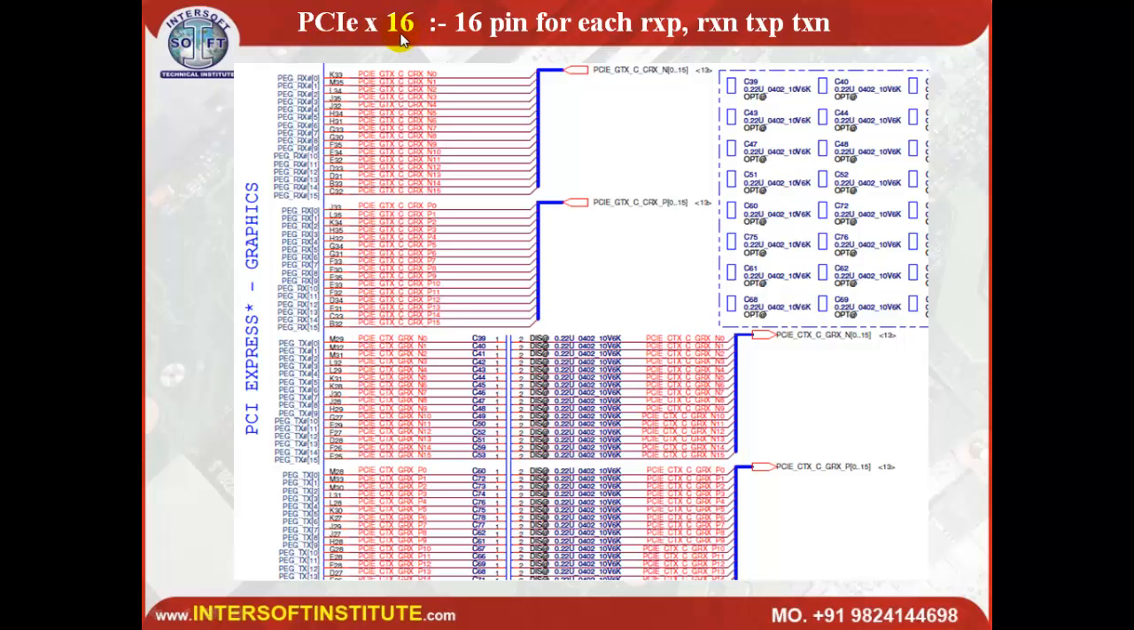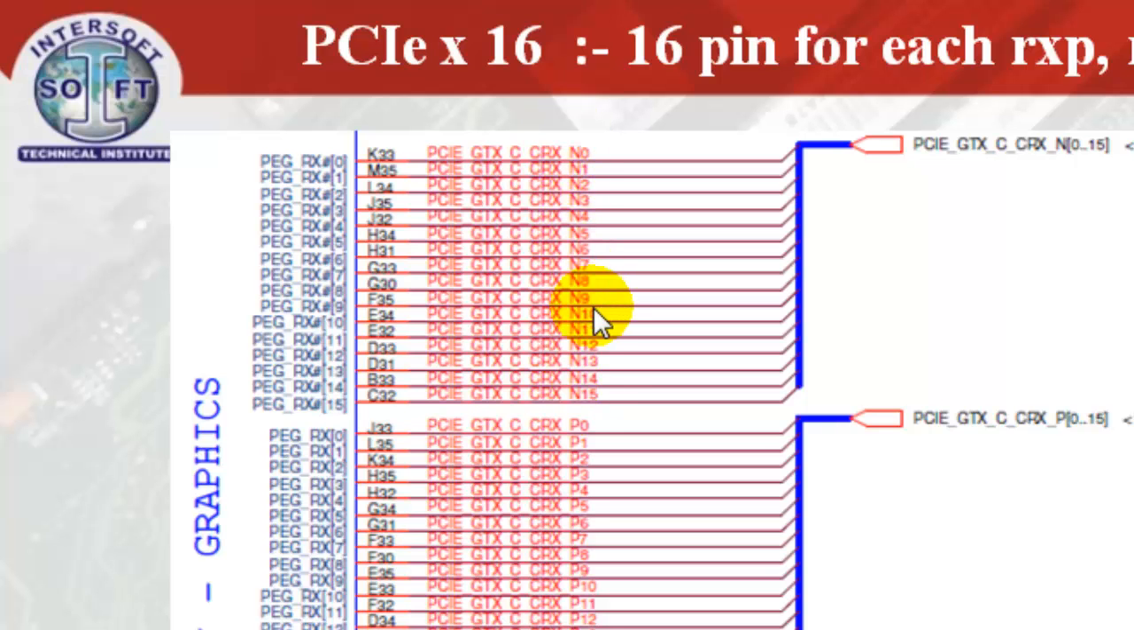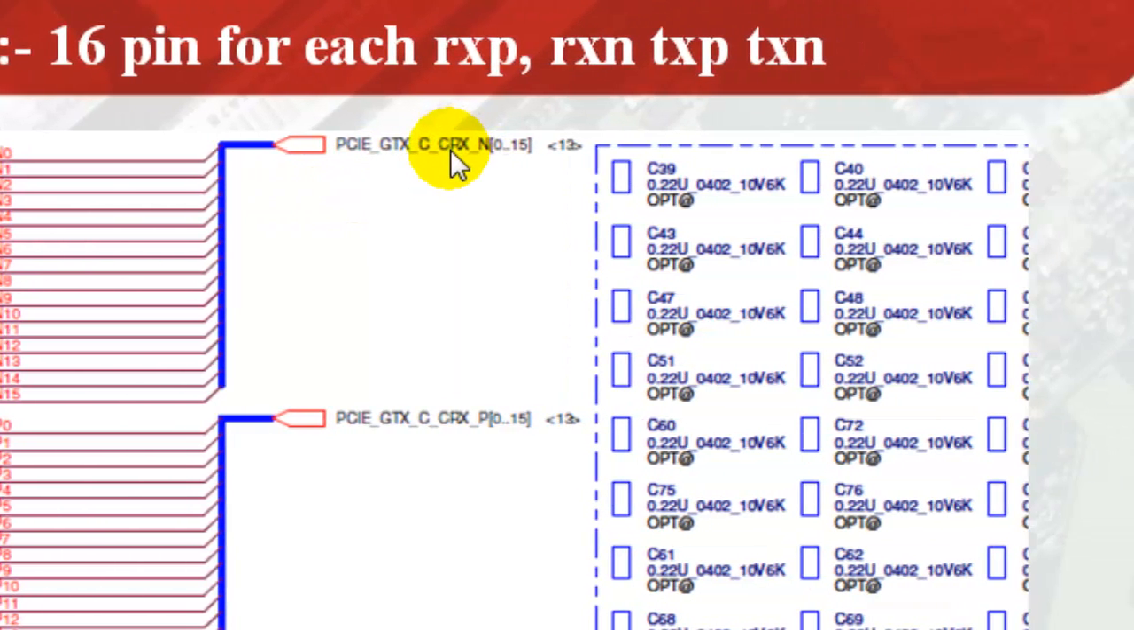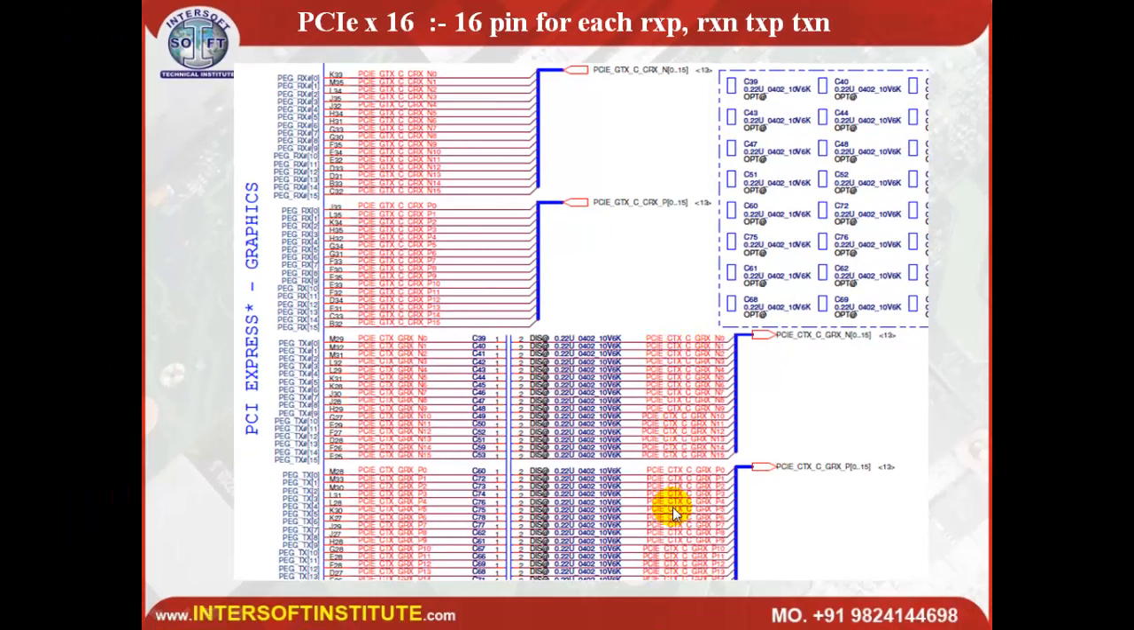When we find a PCI X16 connection, what is the meaning of 16? See, 16 pins for each RXP, RXN, TXP, TXN. You can see here 16 wire, 16 bit connection, that is an RX. RXP, RXN. See, RXN and RXP, these two types of RX. TXP, TXN. This is a connection used for the graphic chips.